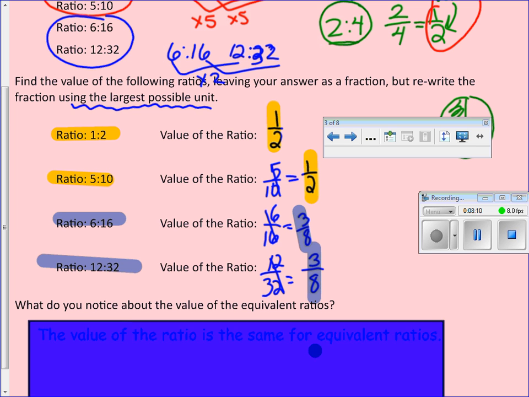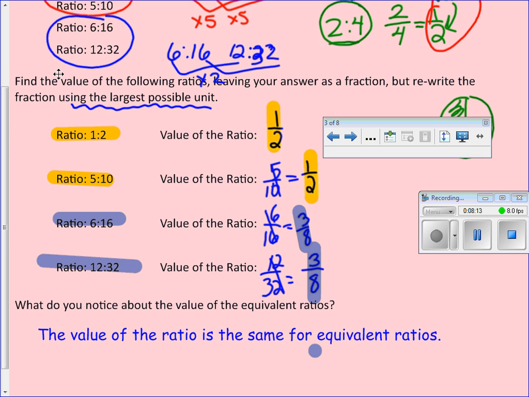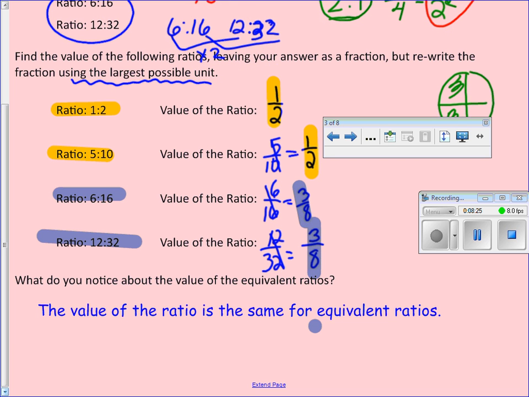You're welcome. So at the bottom of your notes, you're going to copy this statement. We just proved, write this down please, the value of the ratio is the same for equivalent ratios. I'll read that again, especially for those of you who may not be able to see it. The value of the ratio is the same for equivalent ratios. And we just proved that.